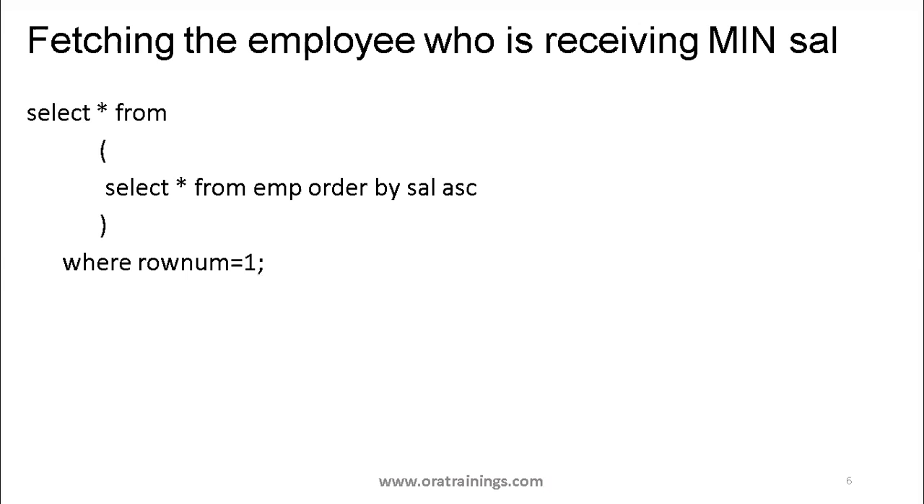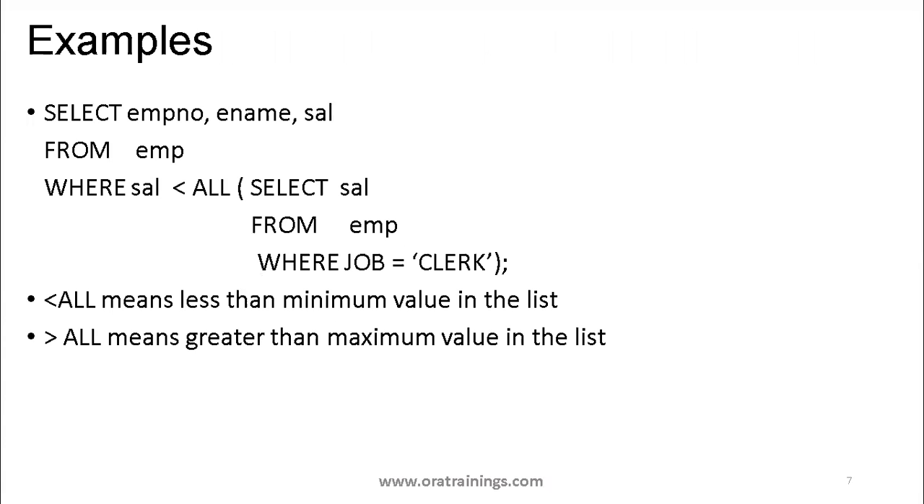Okay, it is nothing but a row sequence, I can say. And then what we mentioned here, row num is equal to 1, nothing but the first record will be fetched here. As we already sorted the data in ascending order, and we mentioned row num is equal to 1, it means that the first record will be fetched.